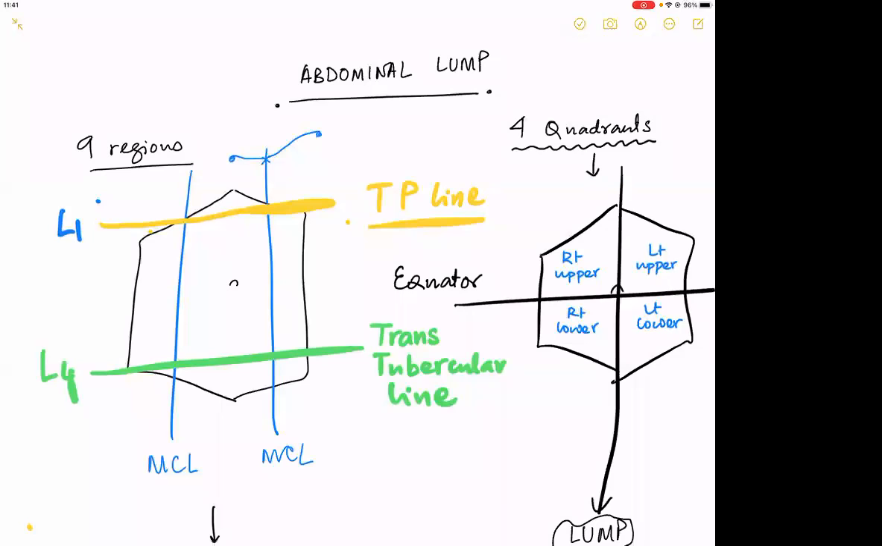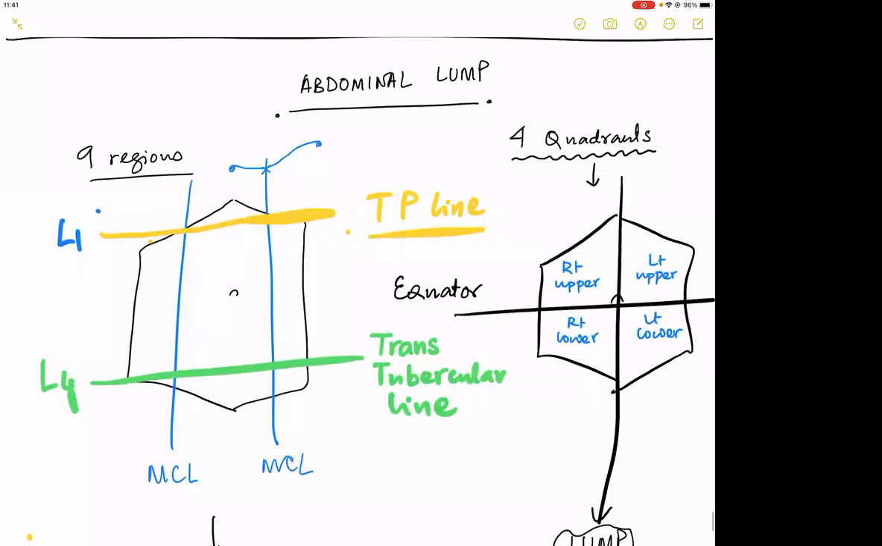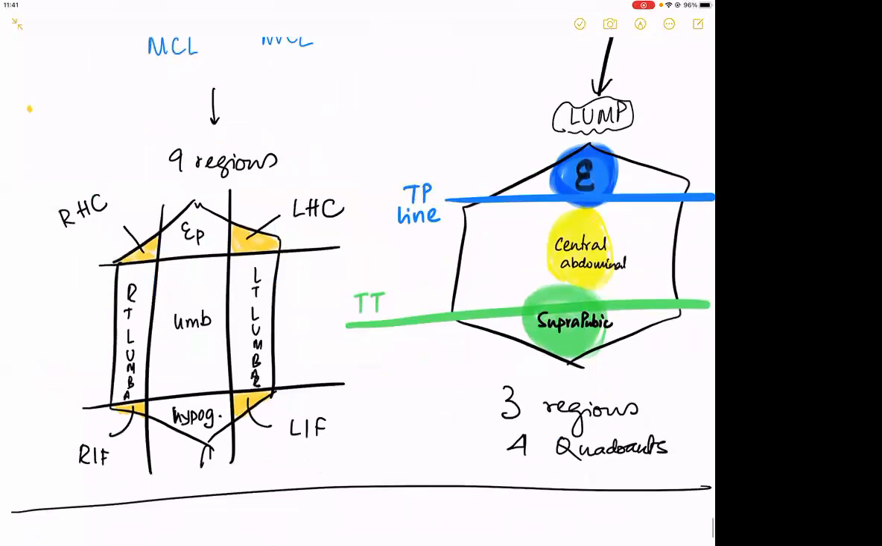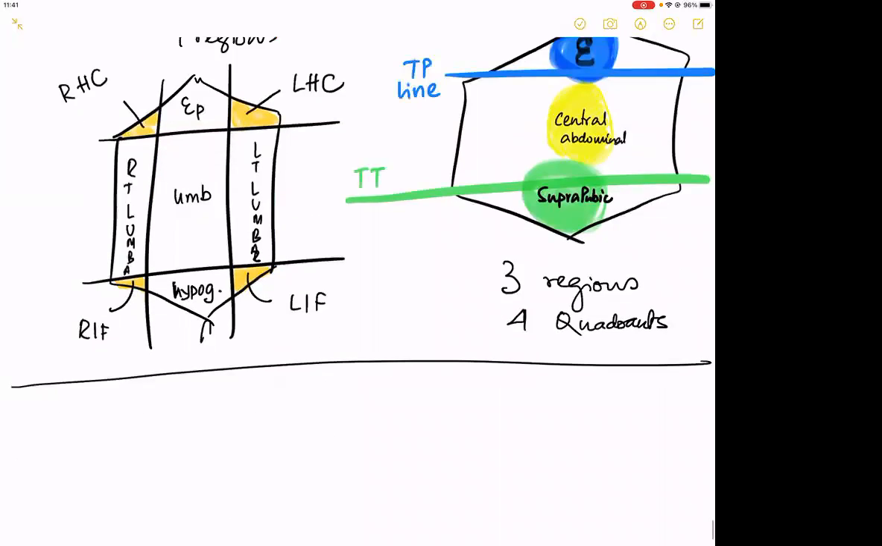In the last classes, I have told you about the 9 regions of the abdomen, the 4 quadrants of the abdomen, and the 3 regions, etc. So with this, we start with how to describe or say a diagnosis in a patient with an abdominal lump.